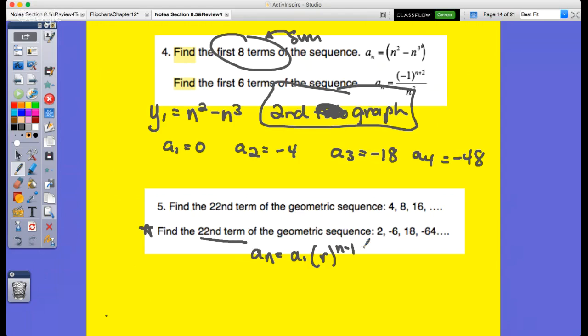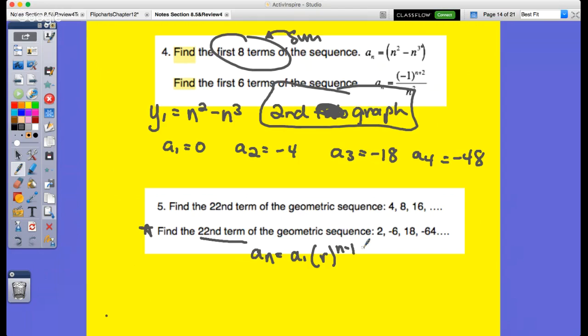Okay. So it says find the 22nd term of the geometric sequence. Okay. Hold on just a second. Try to get a little comfortable on the floor here. Like to spread out just a little bit. There we go. All right.